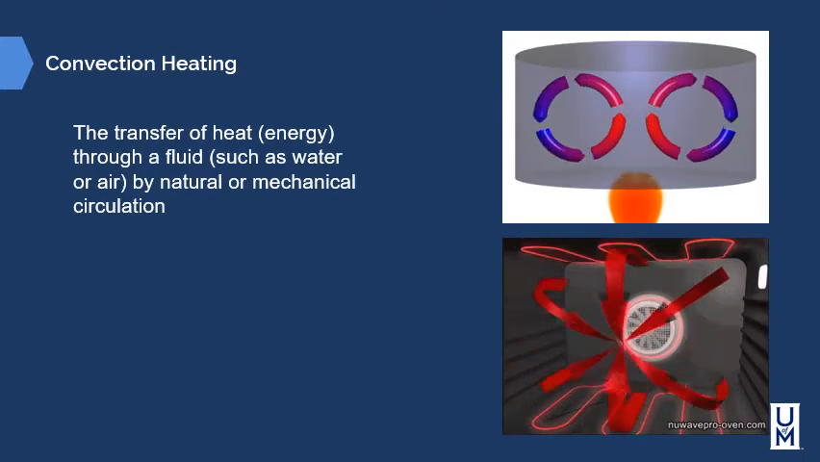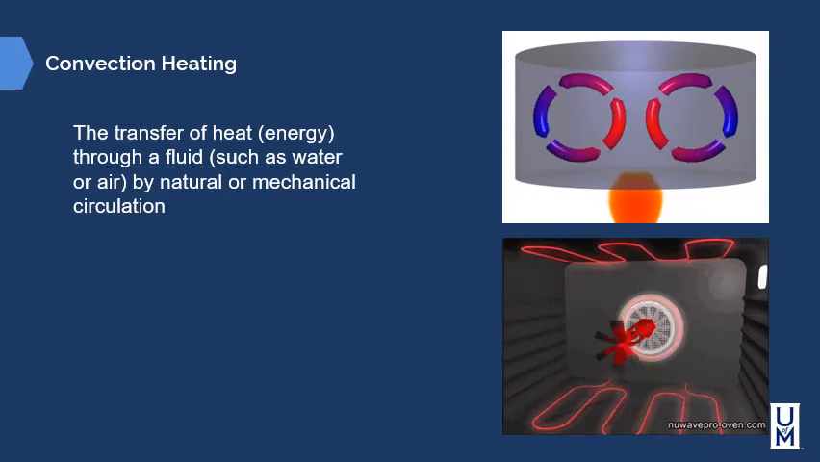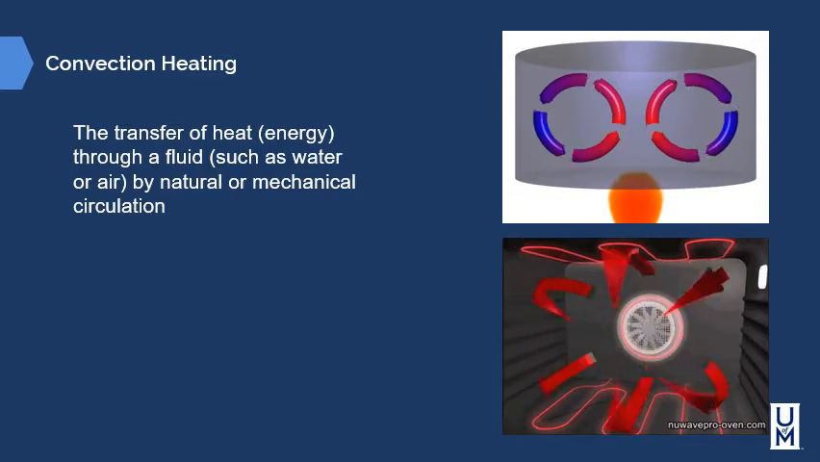Convection heating is the transfer of heat energy through a fluid such as water or air by natural or mechanical circulation. Convection is actually a combination of conduction and circulation of energy. During conduction, the molecules of a fluid, whether air, water, or fat, move from a warmer area to a cooler one. There are two types of convection, natural and mechanical.